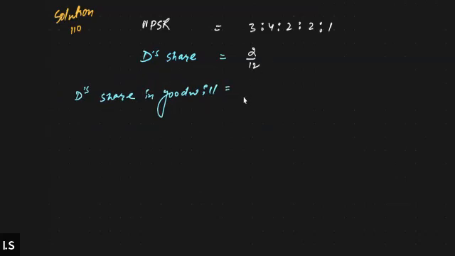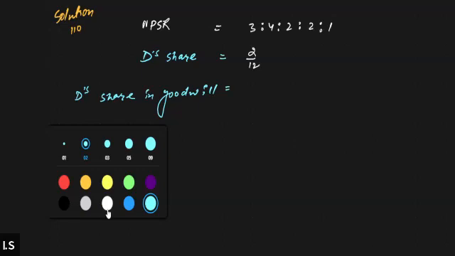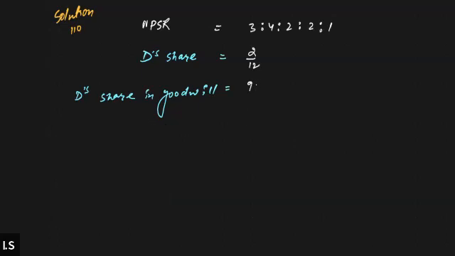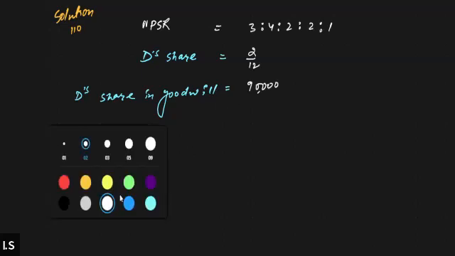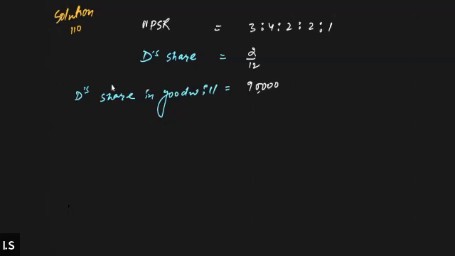D's share in goodwill is already given as 90,000. This is already given in the question. All right. So now we need to first of all determine E's share in goodwill, and only then we will be able to pass the general entry for bringing the capital and for the goodwill. So E's share in goodwill.